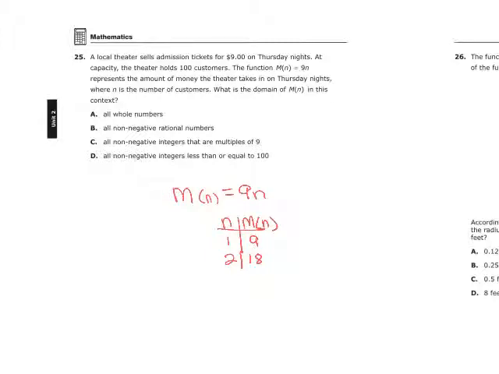So therefore, you're looking at all non-negative integers, because you certainly can't sell fractions of tickets, and you can't sell negative tickets, and you're going to be looking at multiples of 9.